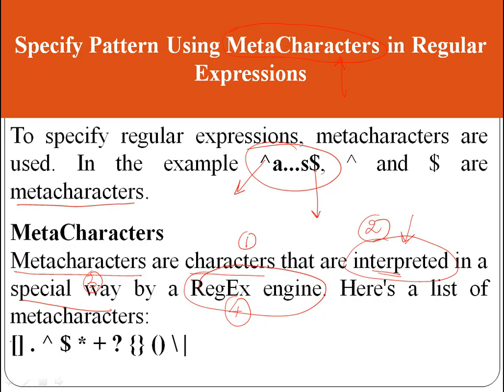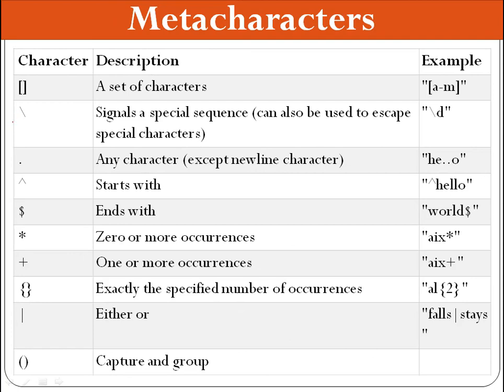So here are some of the meta characters. First is square brackets, dot, caret sign, dollar sign, asterisk sign, plus, question mark, curly braces, open close parenthesis means brackets, backslash, pipeline symbol. So we'll be looking at the meaning of these one by one and how we can use them. So now we'll look at these meta characters.